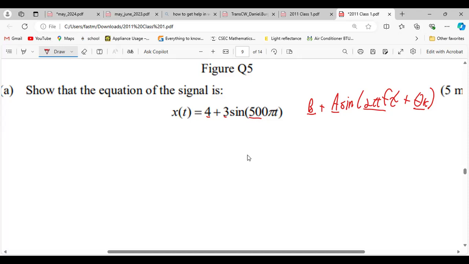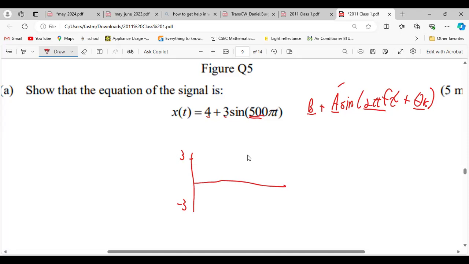So B is 4. But let me not start there. Let me do the same order that we learned before, right? So we know it's a sine function, and it's a magnitude scale. So we know the top is 3 and the bottom is -3. So we know that for sure. Then time scale, we don't really have any time scale. Well, the 500, I guess, would be that, yeah, it's a time scale.